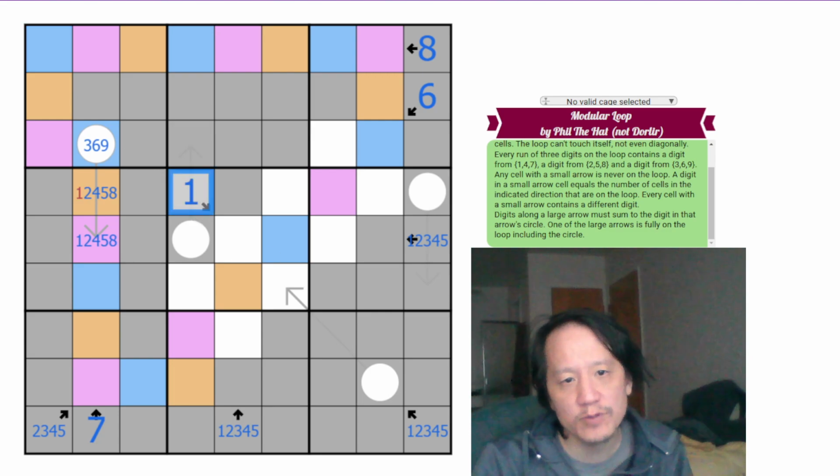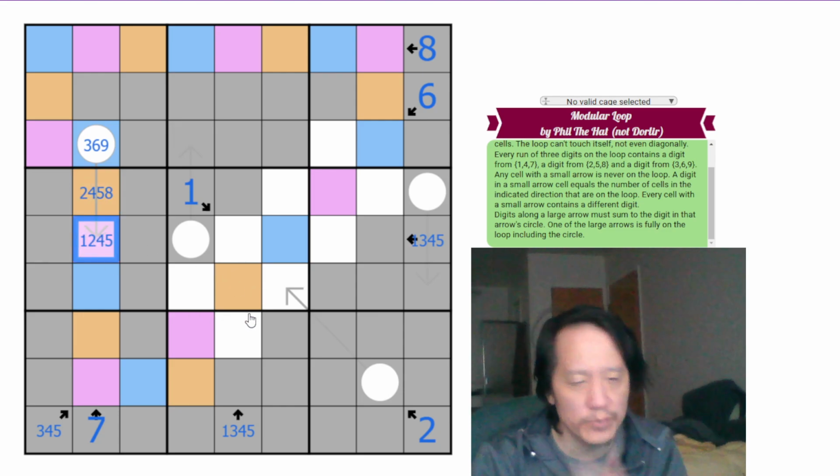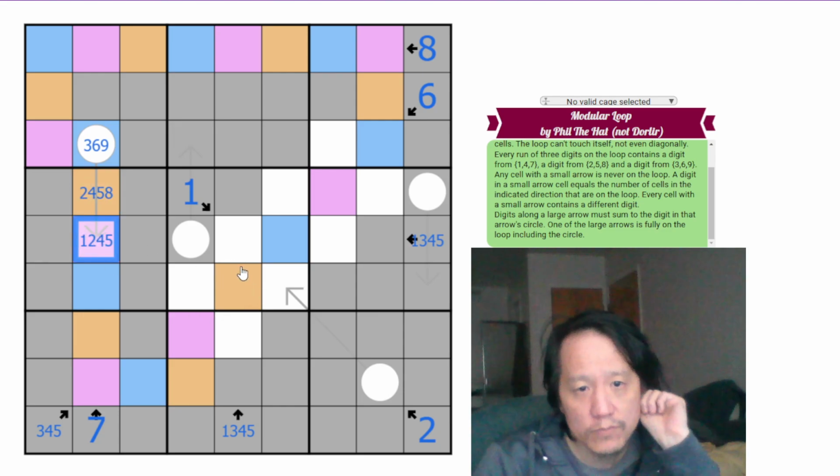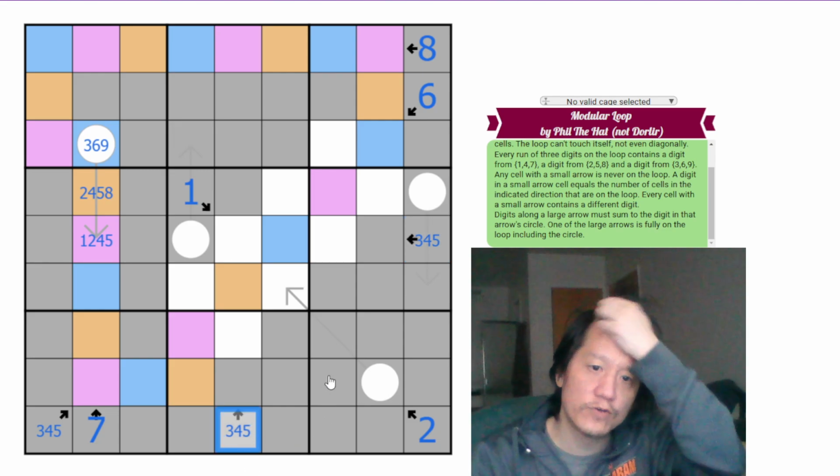So this has to be 1, and this has to be 2. So this can't be 2, this can't be 2, this can't be 2, that can't be 1, so this can't be 8. So one of these is on the loop. This can't be 1. This can't be 1. We have 3, 4, and 5.